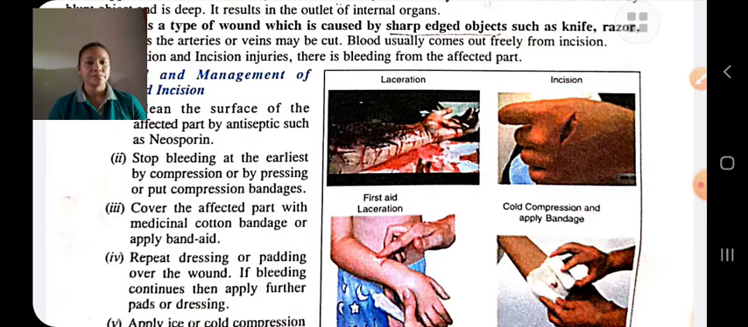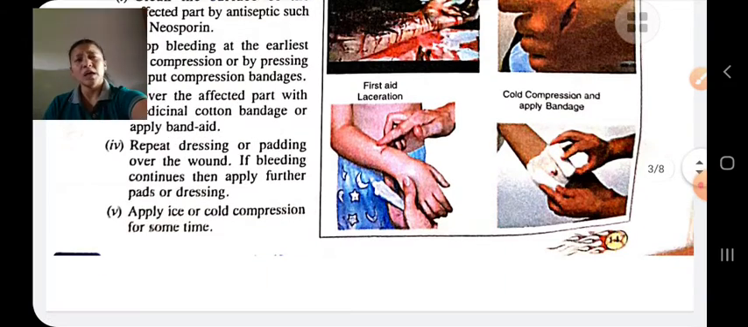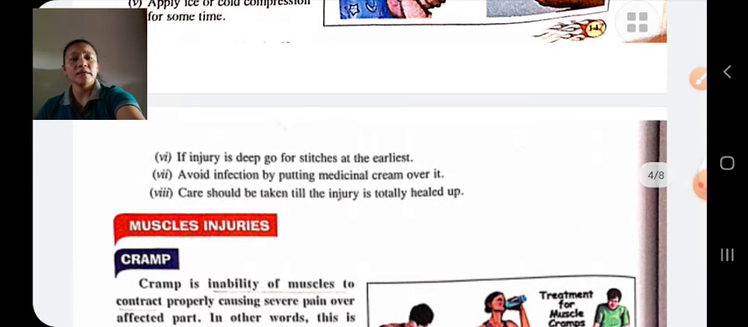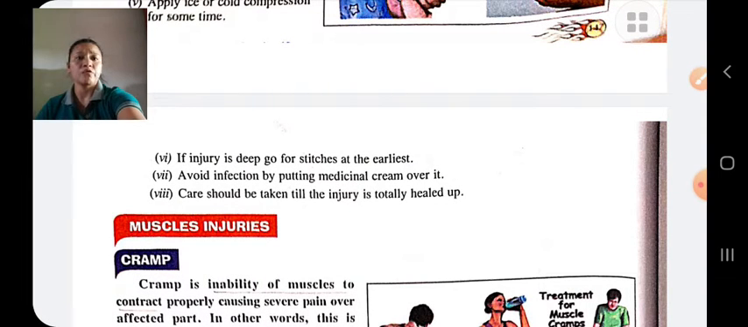Repeat dressing and apply ice or cold compressions. If the injury is deep, go for stitches at the earliest. Avoid further infections by putting medicine cream over it, and proper care should be taken till the injury is totally healed up.